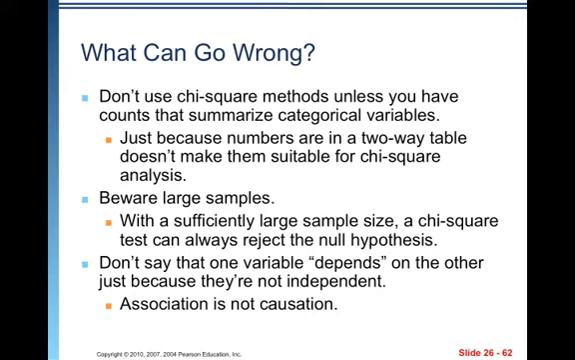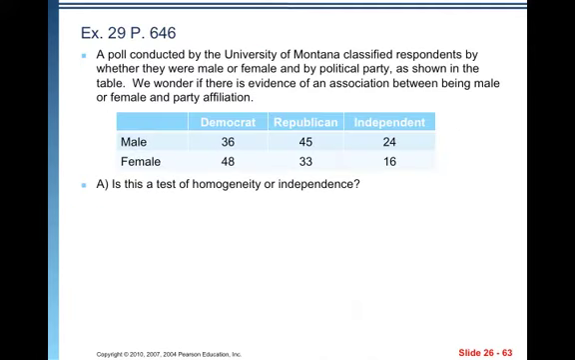Don't use chi-square methods unless you have counts that summarize categorical variables. Just because numbers are in a two-way table doesn't make them suitable for a chi-square analysis. Beware of large samples. With a sufficiently large sample size, a chi-square test can always reject the null hypothesis. Don't say that one variable depends on the other just because they're not independent. And remember, association is not causation.